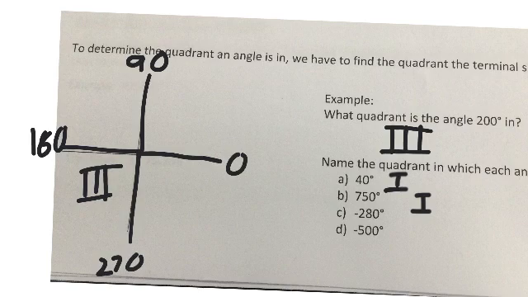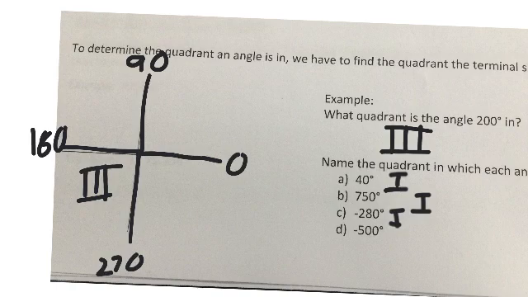Negative 280. So you could go in the opposite direction: negative 90, negative 180, negative 270, negative 360. So again, that's somewhere between those two. So it's also in the first quadrant. Or you could say negative 280, I could just add 360 to that. Negative 280 plus 360 is 80. And 80 is in the first quadrant because it's between 0 and 90. So again, just different ways you could think about it to get to the same answer.